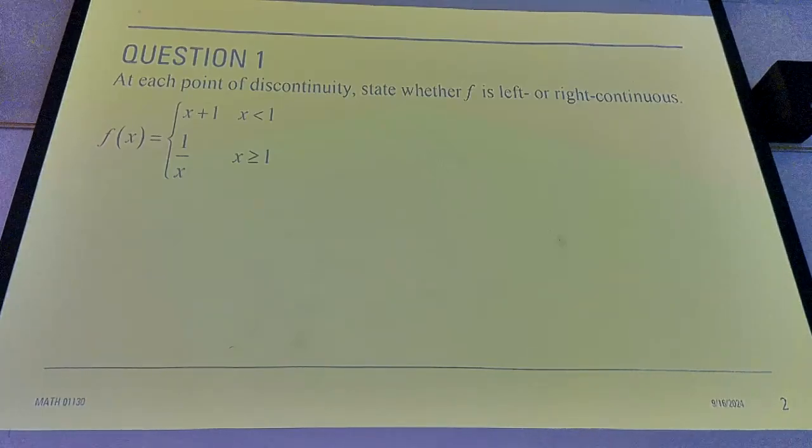So x plus 1, would that have a point of discontinuity anywhere? What about 1 over x? Where is it discontinuous? That would be at 0. Is 0 in that domain? So we don't have to worry about it. So that would be continuous over its domain of greater than or equal to 1. Means we only have one point of discontinuity possibly, and that's at 1.